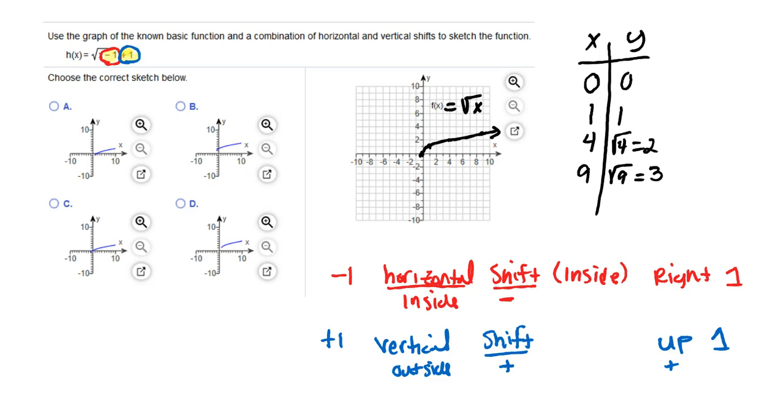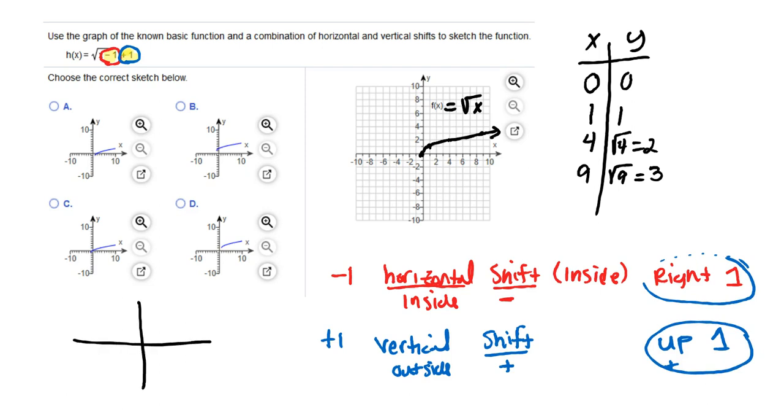So I want to take my graph and move all the points to the right one and up 1 to get the new graph. So if I do that, to the right one and up 1, my picture would move like this. So we would get this answer.